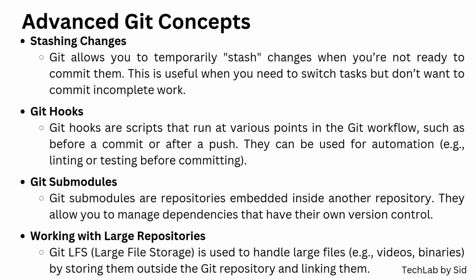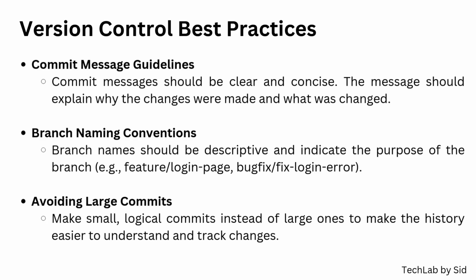Working with large repositories. Git LFS, or Large File Storage, is a tool designed to manage large files, for example media files or binaries, that are too large to be efficiently stored directly in Git repositories. Git LFS stores the large files outside the main Git repository, linking them via pointers, thus maintaining performance while handling large files. Version control best practices.